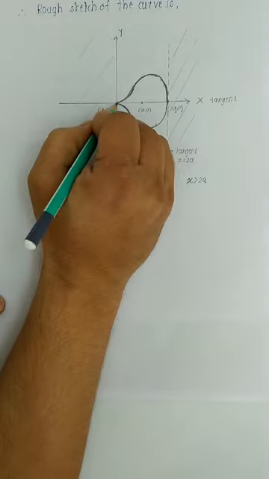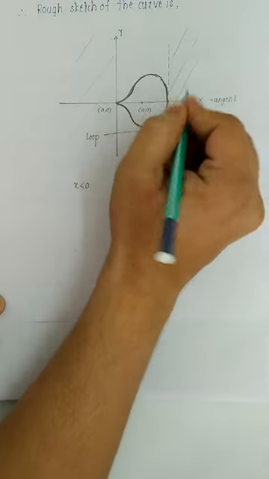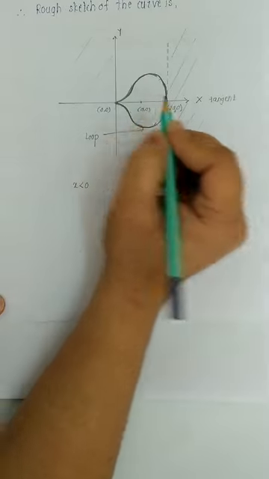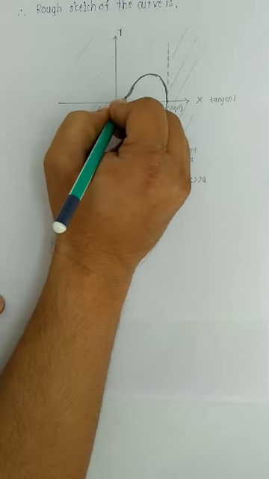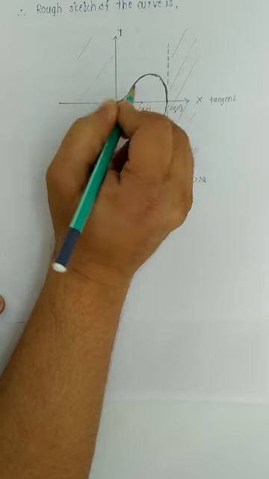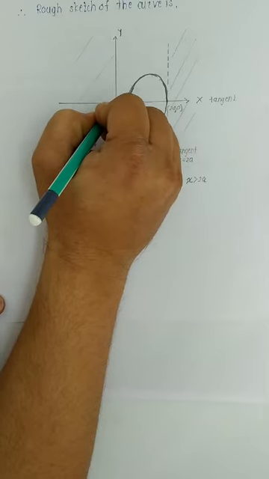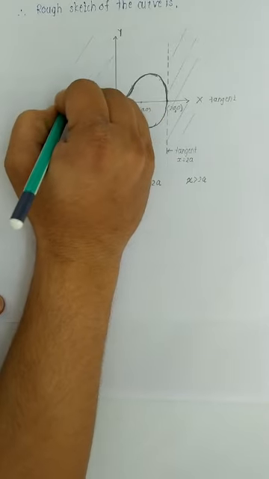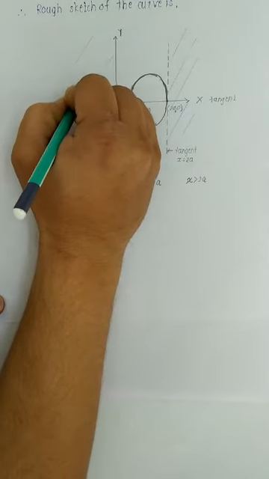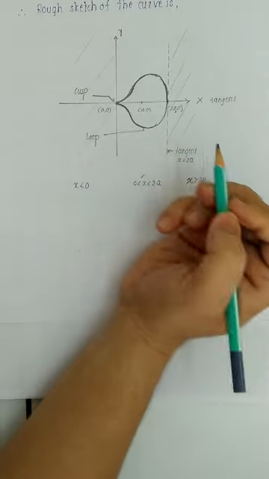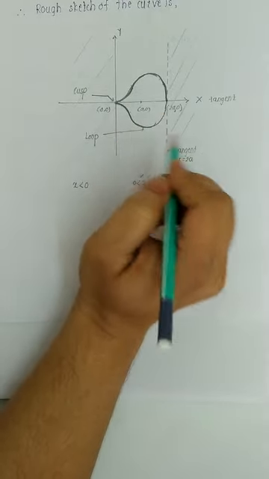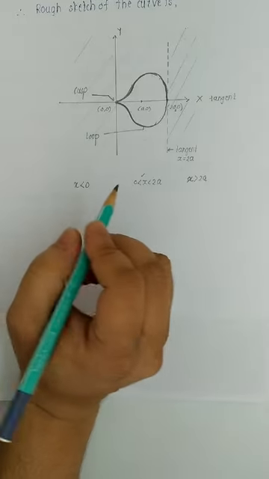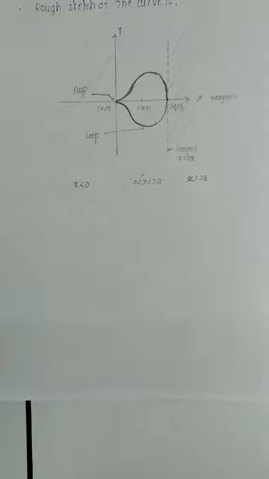So this is the loop, and here you can easily observe that this is one branch of the curve, this is the second branch of the curve, and this x-axis is the coincident tangent to the curve at origin. So the curve is passing through this point twice, therefore it is a double point, and this x-axis is the coincident tangent, so therefore this origin is a cusp. So all these nomenclatures are very, very important. So this is the required rough sketch of the curve. I hope you have understood this. Thank you.